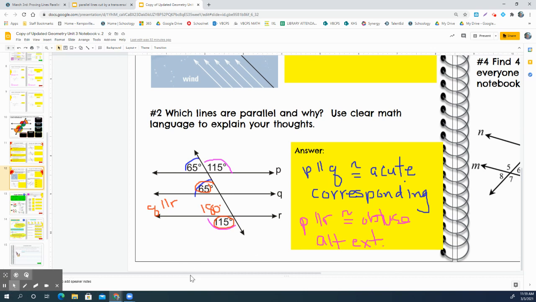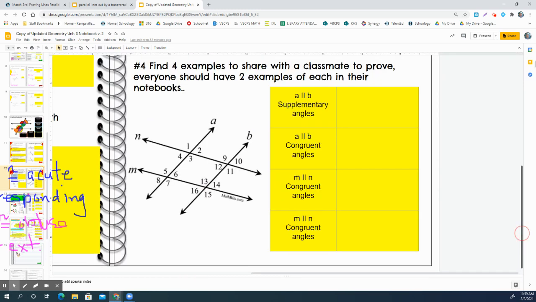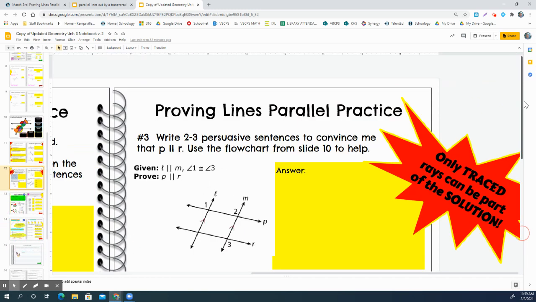Let's go look up at question 3. Look at that. It works so well. So exciting.